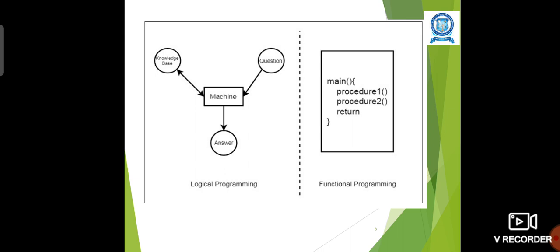In logic programming, a machine consists of a knowledge base, question and answer. When the question is applied, the machine will refer to the knowledge base and find the appropriate answer, and the answer will be given to the user. But in functional programming, there will be code called a function. The function will have a set of procedures to solve a task.